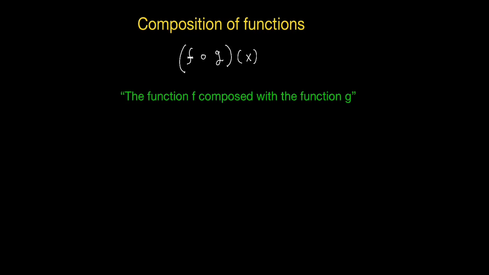Okay, so now we're going to talk about this concept of composition of functions. Here's the notation: f round g of x. In English, this reads as the function f composed with the function g. f round g is also commonly written as f of g of x, so this becomes that. Let's take a look at the idea first, and then you'll see how we're going to apply it in this class.